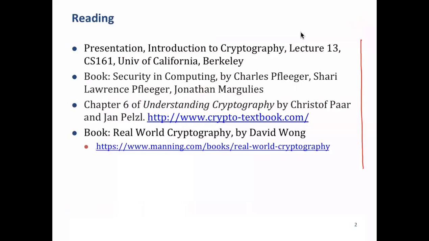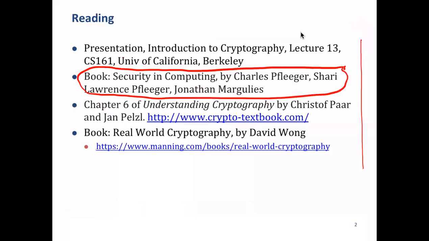So these are the references for the content. Note that there is one more book which I have added. It is a very nice book written by somebody from industry. I don't know how to pronounce his second name. Lawrence Pleaser, and Jonathan Margulis. This is a very nice book because they are both industry practitioners, and it does not go into mathematics and too much theory, but talks in general about how security is applied in various places.